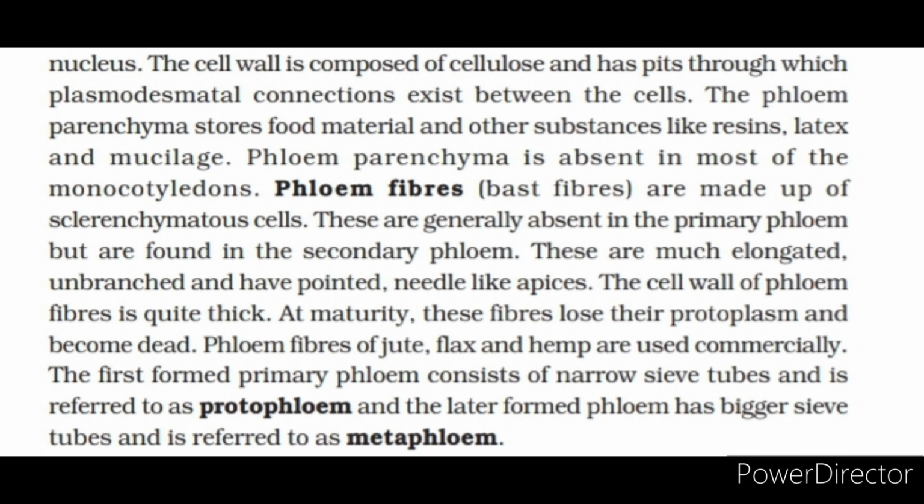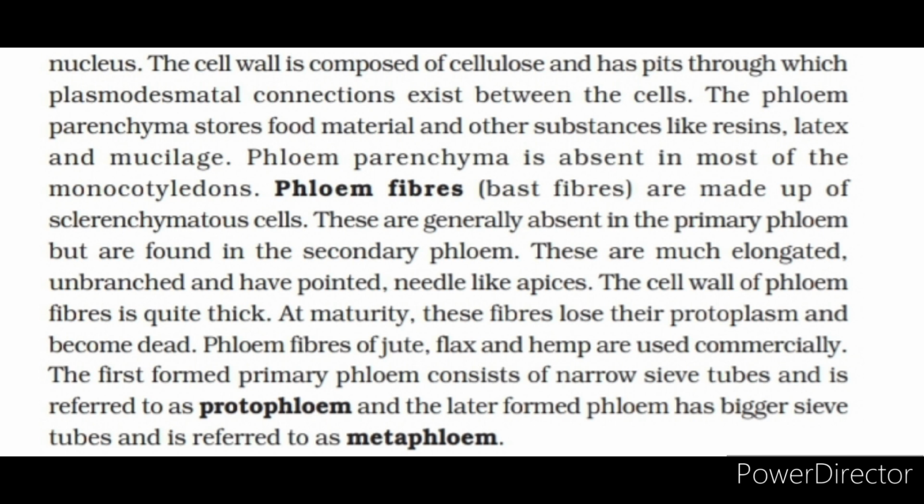Phloem fibres, bast fibres, are made up of sclerenchymatous cells. These are generally absent in the primary phloem but are found in the secondary phloem. These are much elongated, unbranched, and have pointed, needle-like apices. The cell wall of phloem fibers is quite thick. At maturity, these fibers lose their protoplasm and become dead. Phloem fibers of jute, flax, and hemp are used commercially.